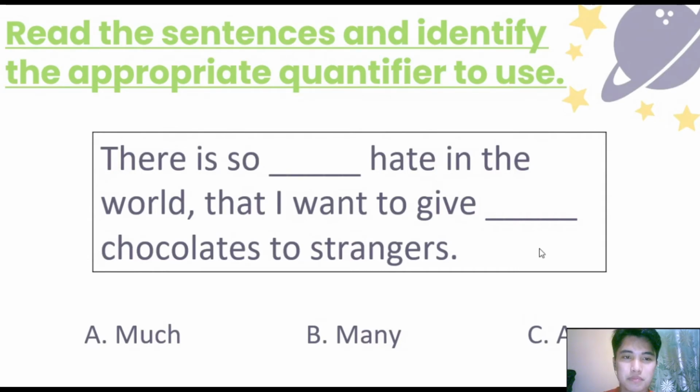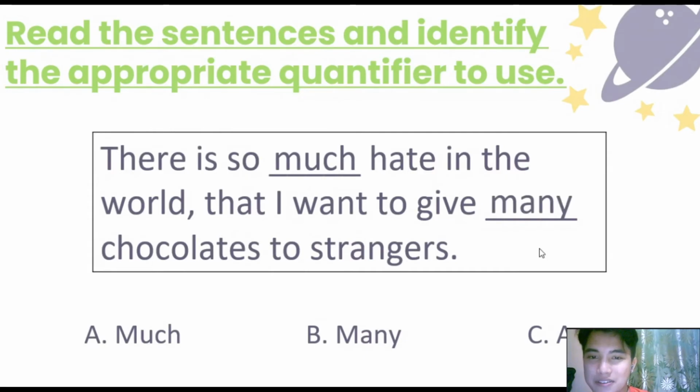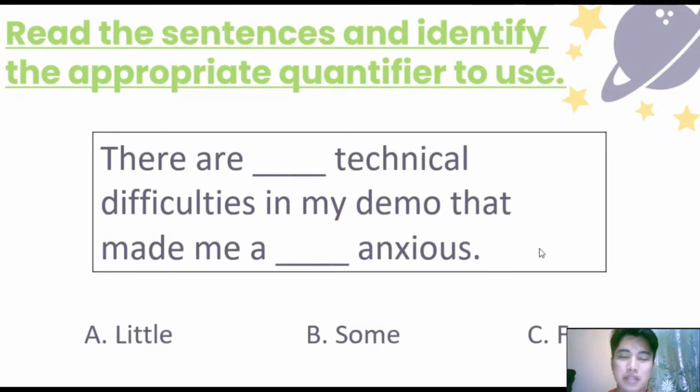Okay, sir. There is so much hate in the world that I want to give many chocolates to strangers. Okay, let's see if your answer is correct. There is so much hate in the world that I want to give many chocolates to strangers. Lyra is correct. Thank you very much, Lyra. Let's proceed to the next sentence. Please read, anyone, anybody.